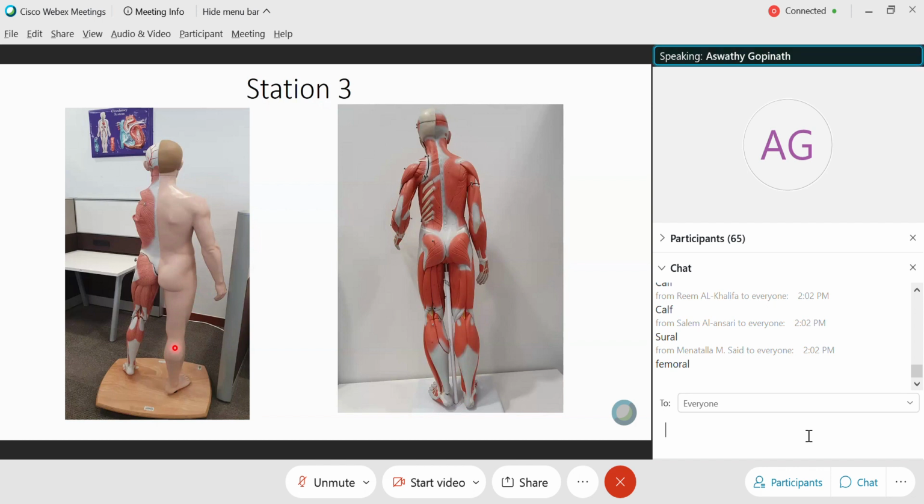Now femoral, as I mentioned, what is the femoral region? The thigh region. So both the anterior and posterior part of the thigh you call the femoral region.